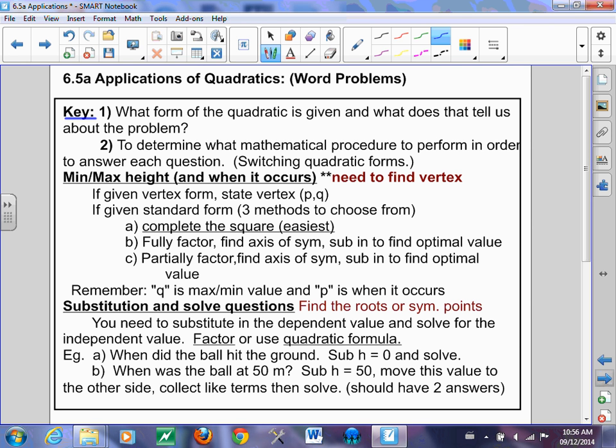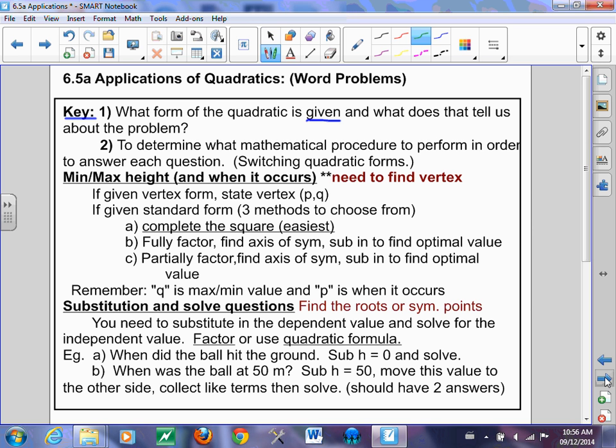Okay, number 1. What form of the quadratic is given and what does that tell us? So each form of the quadratic has a specific part of the parabola or a specific type of question that goes along with it. Okay. And the second one is we have to use a toolbox.